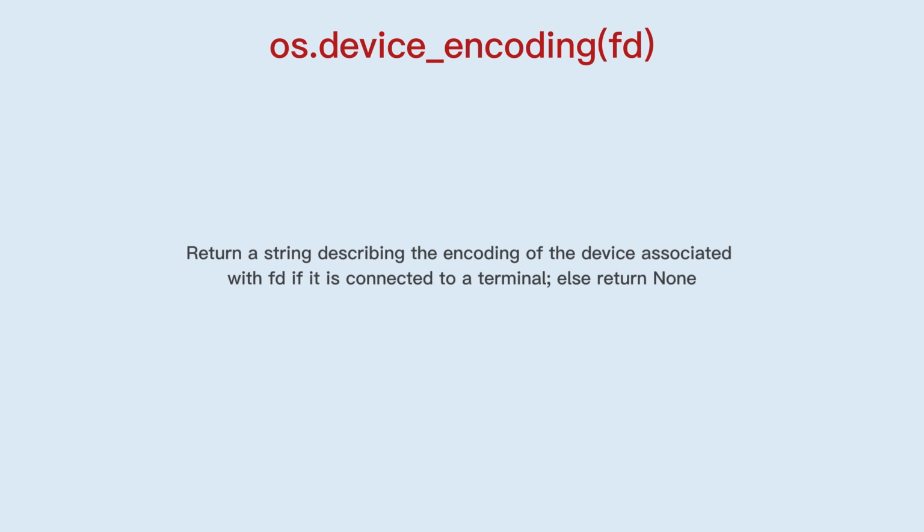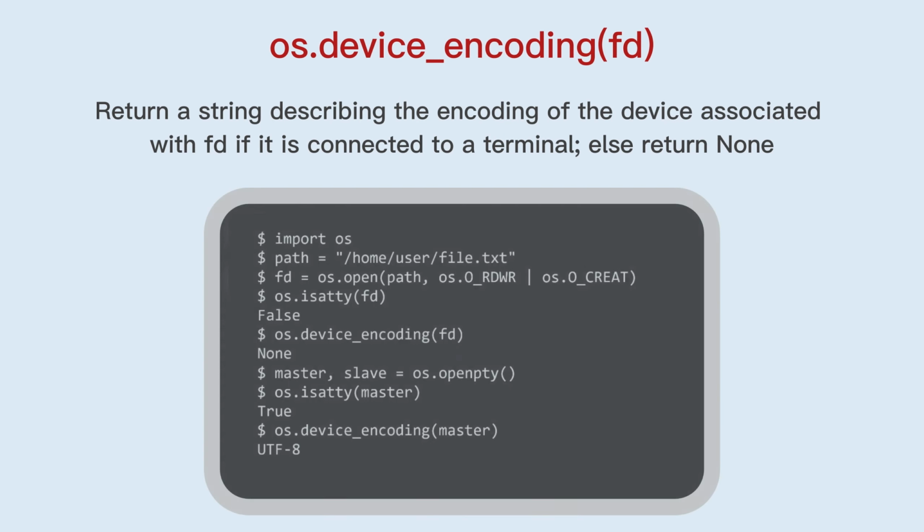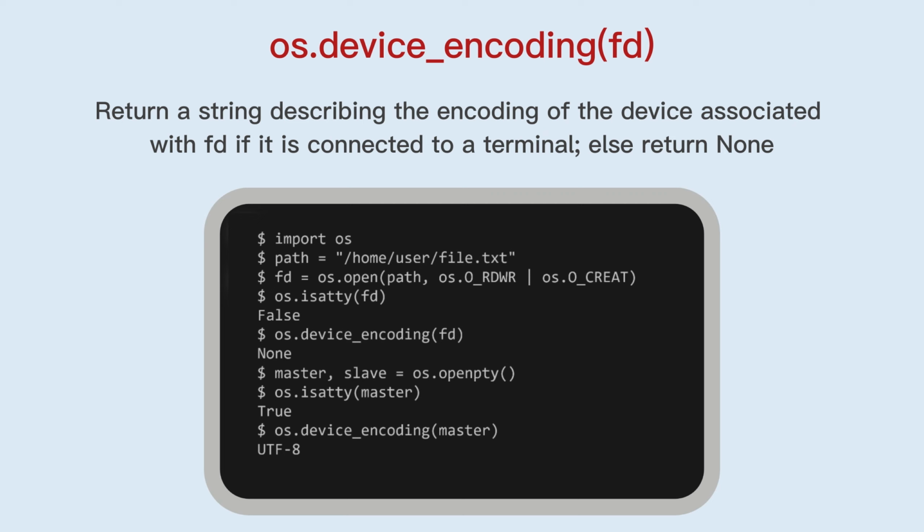os.device_encoding. Return a string describing the encoding of the device associated with fd if it is connected to a terminal, else return None.